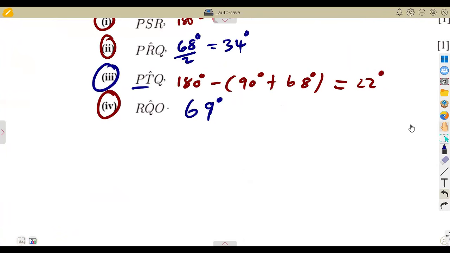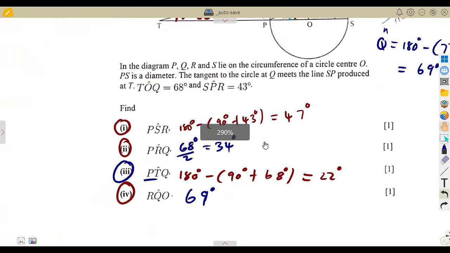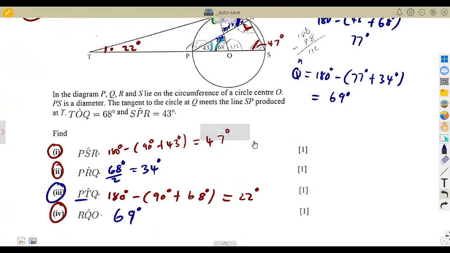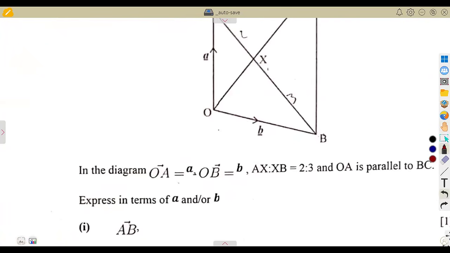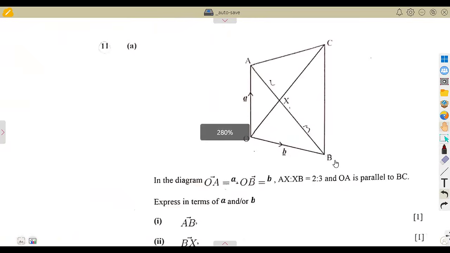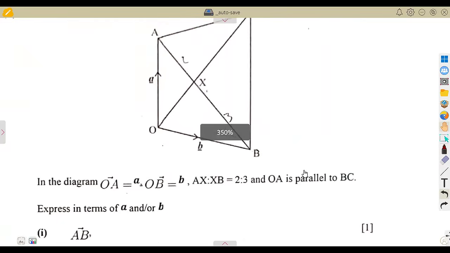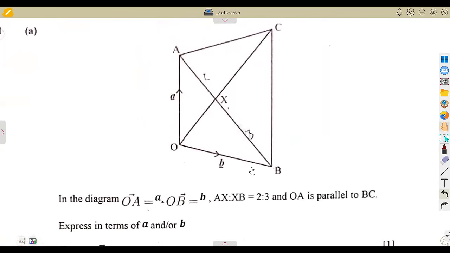Just consider your method. You must have the same answers at the end. That is the beauty part of it. All right, question number 11. We were given a vector. Consider this vector A and so forth.